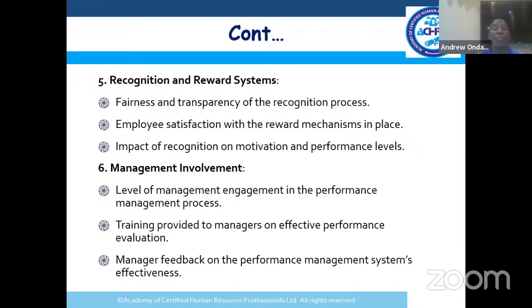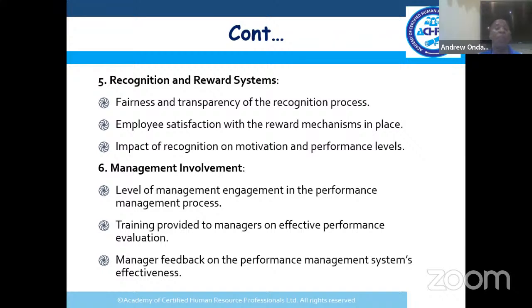Secondly is employee satisfaction with the reward system. What you need to carry out in this case is a reward survey. What is the level of satisfaction with this, or the attitude of people towards these rewards? And lastly, on that point is impact of recognition. We know that recognition or a reward system impacts people's motivation and performance levels. We all get motivated when the rewards are good, like a bonus. And I guess some of us are given bonuses at the end of the year. A bonus is based on performance, and that motivates people to even work better.